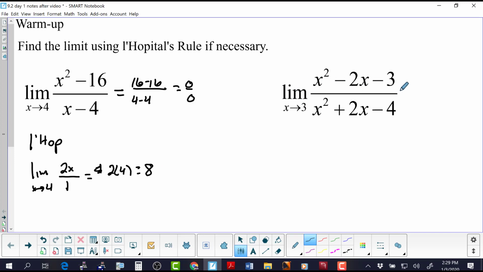Over here, let's try to plug 3 in. We get (9 minus 6 minus 3) over (9 plus 6 minus 4). Now the top is 0 and the bottom is 11. So the limit is 0.